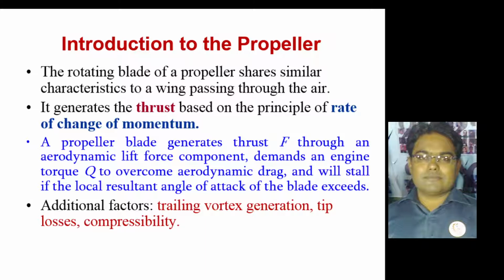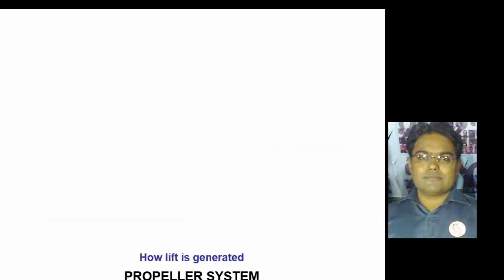An additional factor to that is trailing vortex generation. This basically will happen when your propeller is flying at a higher angle of attack. Then there are tip losses due to the cross mixing of the flow, and compressibility, particularly if your aircraft is flying at a Mach number greater than 0.5. That's the threshold value to decide for compressibility.